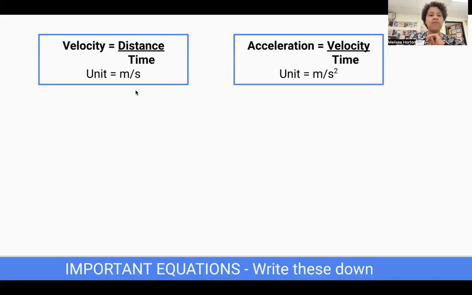So we have velocity, which is distance over time. And the unit for that is going to be meters per second. So everything that you've done in this unit, those were the units you used, meters and seconds. Acceleration is velocity divided by time. So again, you've used meters and seconds. And when you see it in a problem, it will have the unit of meters per second squared.